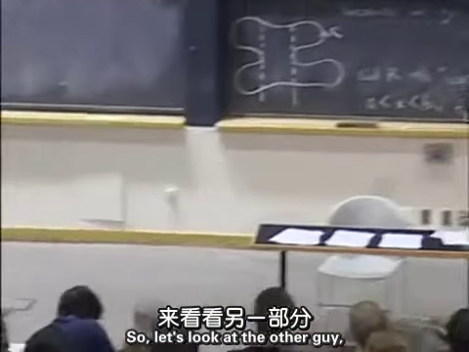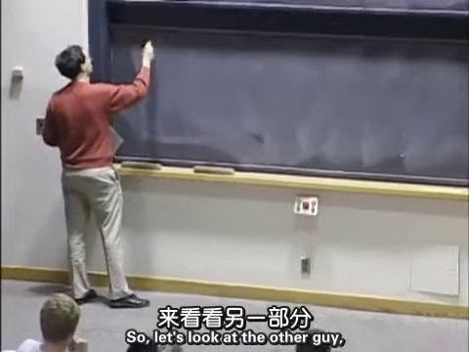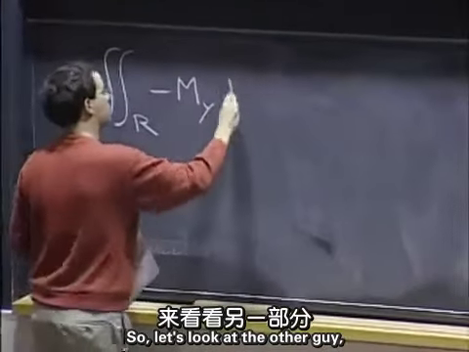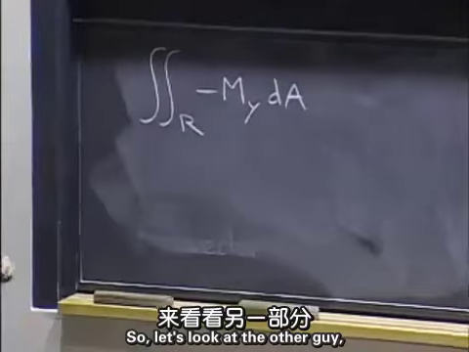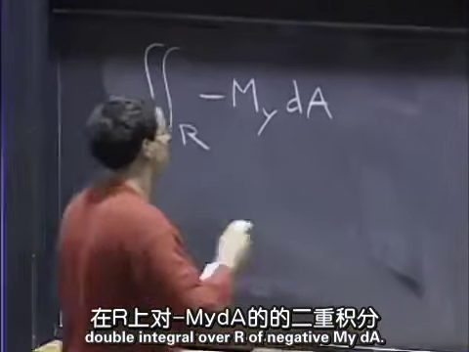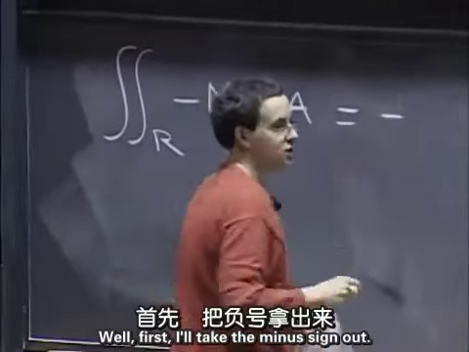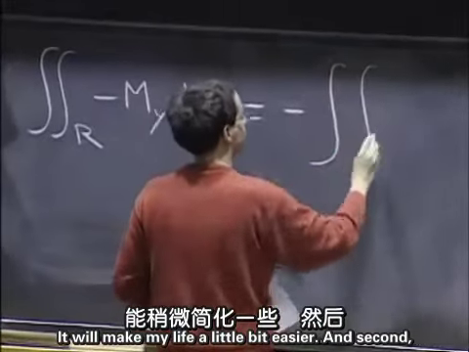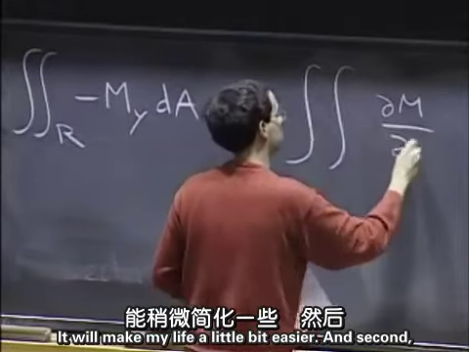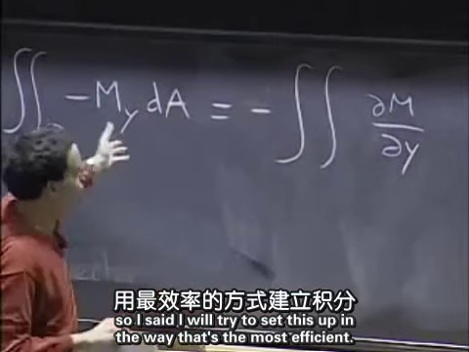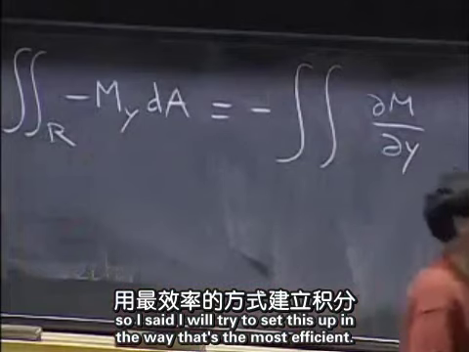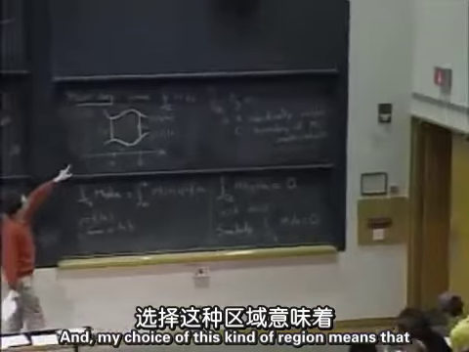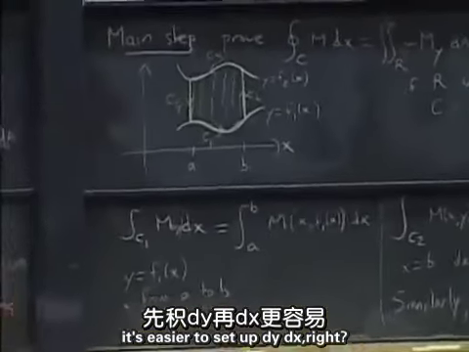So let's look at the other guy. Double integral over R of negative M_y dA. Well, first I'll take the minus sign out. It will make my life a little bit easier. And second, I said I will try to set this up in the way that's the most efficient. And my choice of this kind of region means that it's easier to set up dy dx.